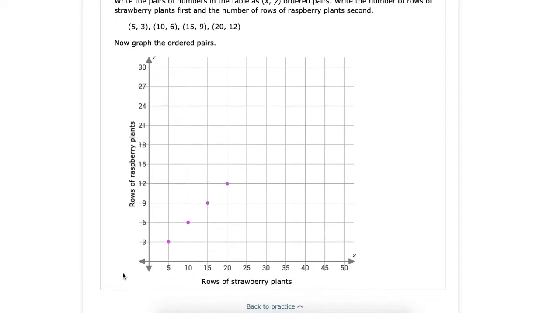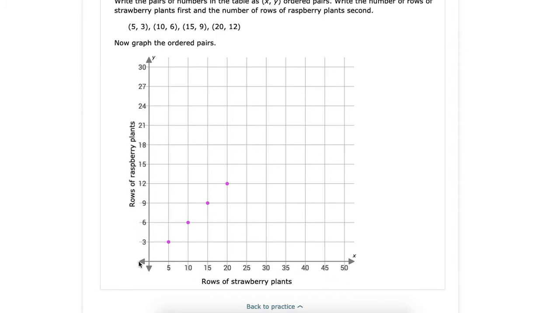And when we plot them, we always go on the x-axis first. So we go over 5 and then up 3, and that's where we plot the first one. Next one is over 10, up 6. Next one's over 15, up 9, and over 20 and up 12. Now, they might not always end on the grid nicely, but these are always laid out nicely because they're counting by 5s here and counting by 3s here.